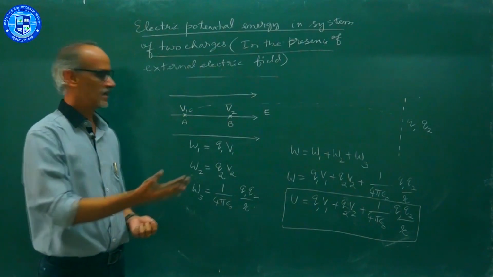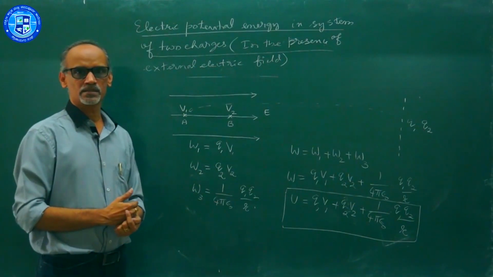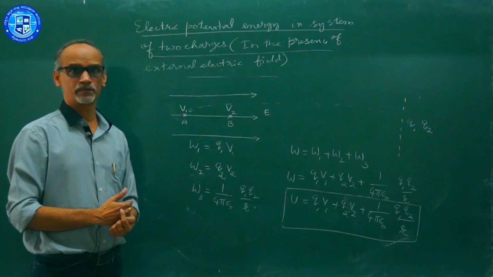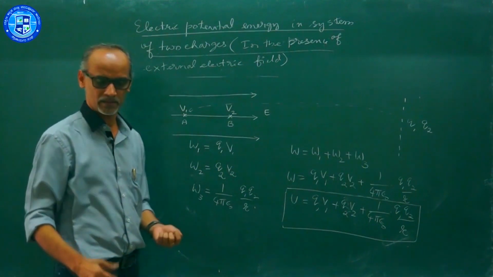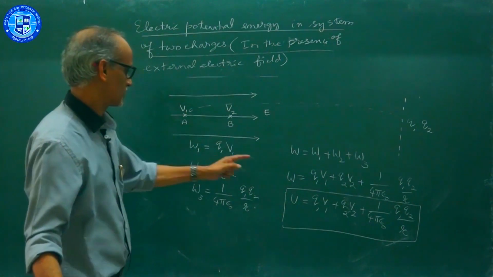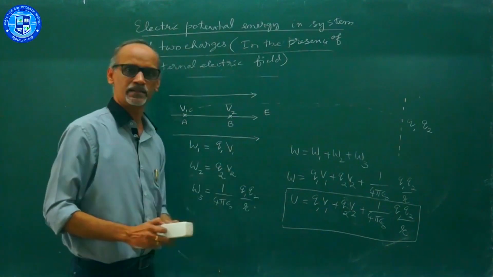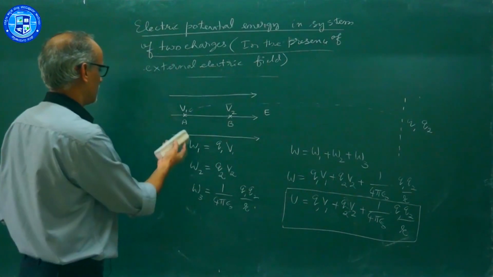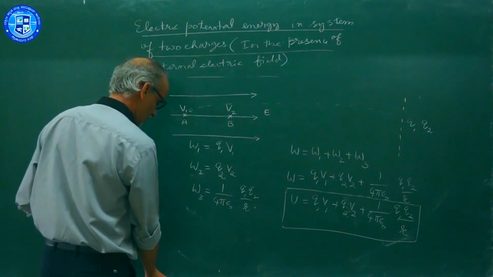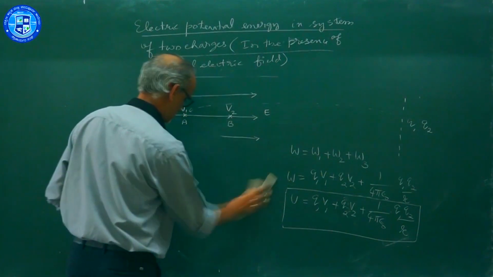That was the first case. What I have explained now is the electric potential energy stored in the system of two charges in the presence of the electric field, and earlier I had explained it in the absence of the electric field. Now, what if there are more charges?